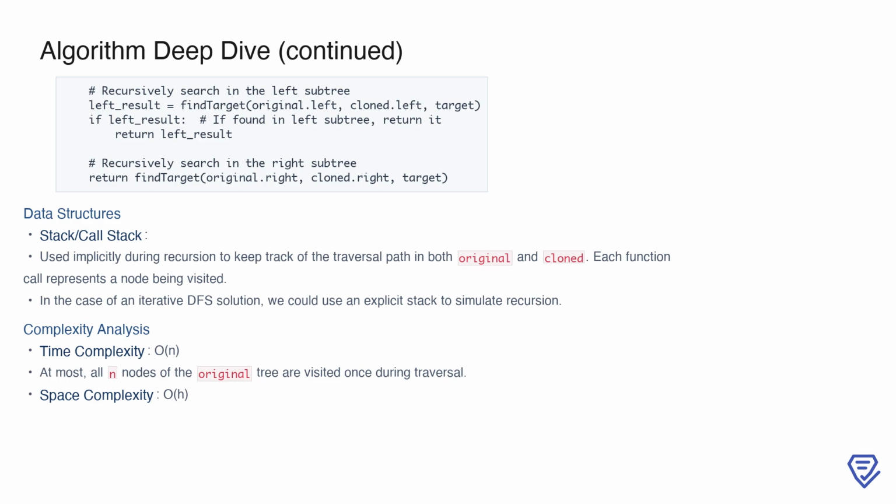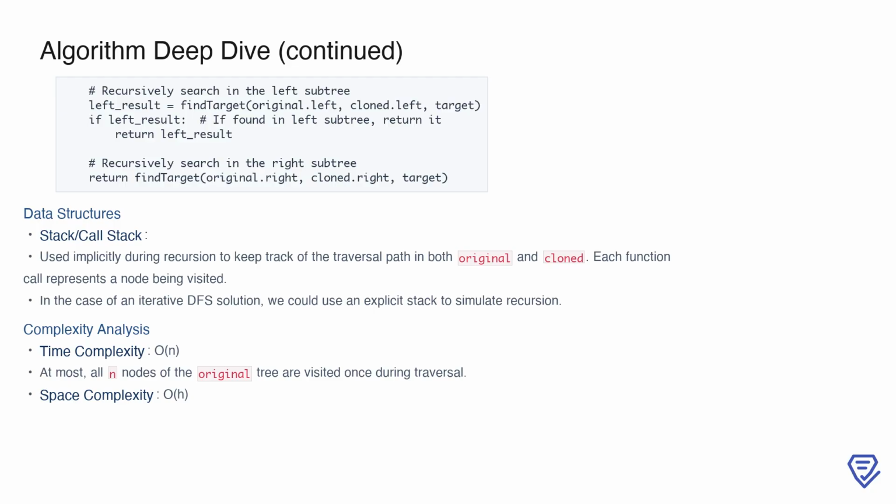First, we handle the base case where the current node in the original tree is none, in which case we return none. Next, we check if the current node matches the target node. If it does, we return the corresponding node from the clone tree. If the target is not found at the current node, we proceed with a recursive search of the left subtree. If the target is found in the left subtree, we return the result immediately.